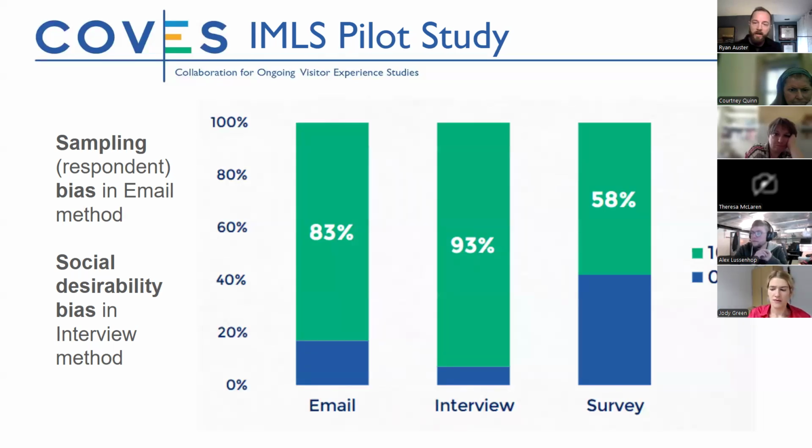Now, 0 to 9 is a huge range, but what this shows you is that both the email and interview methods that we tested had some type of bias that was leading people to give overly positive responses, things that were not true in a more generalized sample. For the email method, this is likely due to sampling bias, which I'm going to talk about in another slide or two, meaning the people who choose to respond to the email survey are different in some way than the non-responding sample. And in the interview method, something you're probably all familiar with, which is social desirability bias, or this desire to impress upon the person you're talking to that everything is fine.